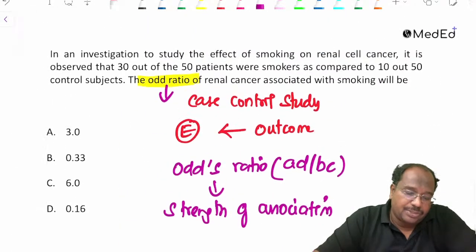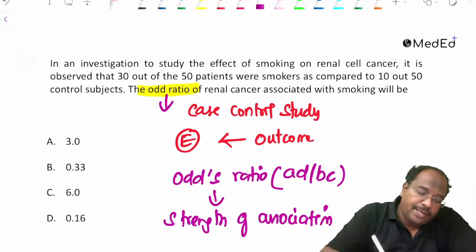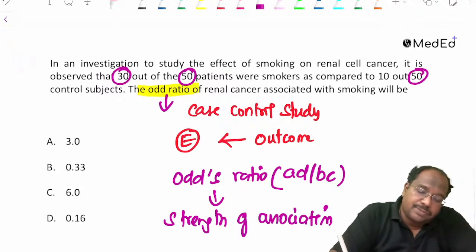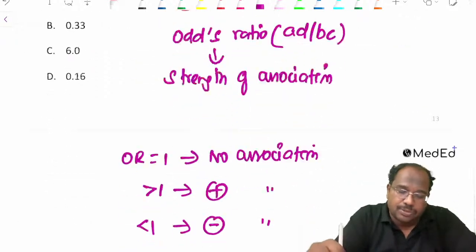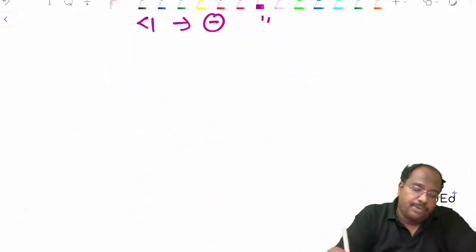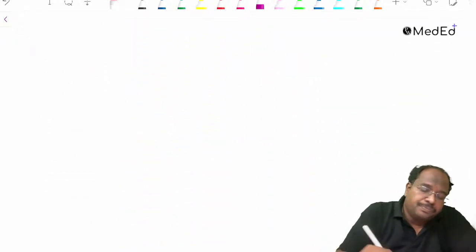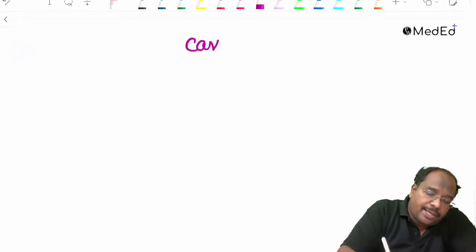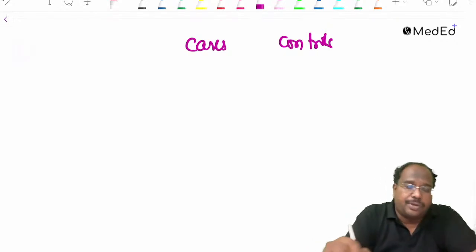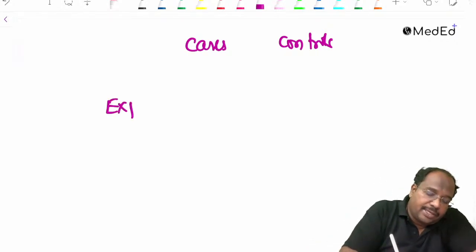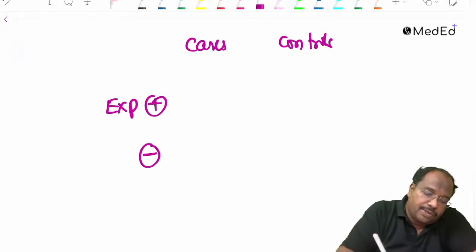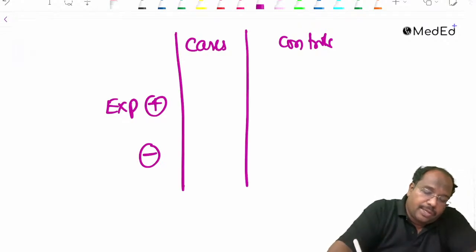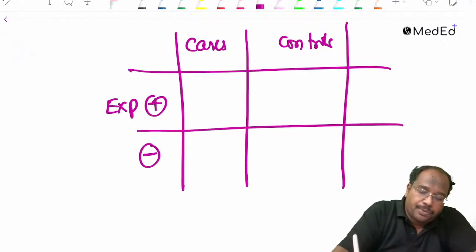We will do the calculation. They said that there are 50 cases and 50 controls. Among the cases 30 were exposed, and among the controls 10 were exposed. Now we will do the 2 by 2 table. You take cases and controls, and on the x-axis exposure positive and negative.